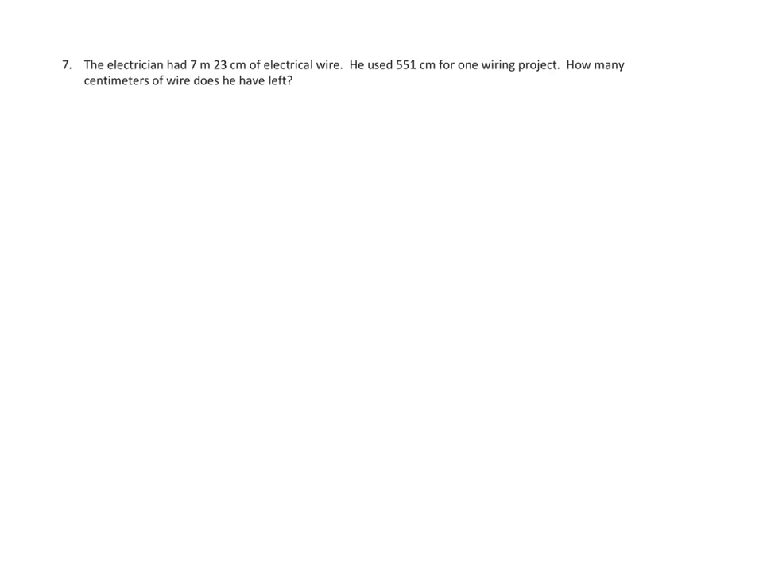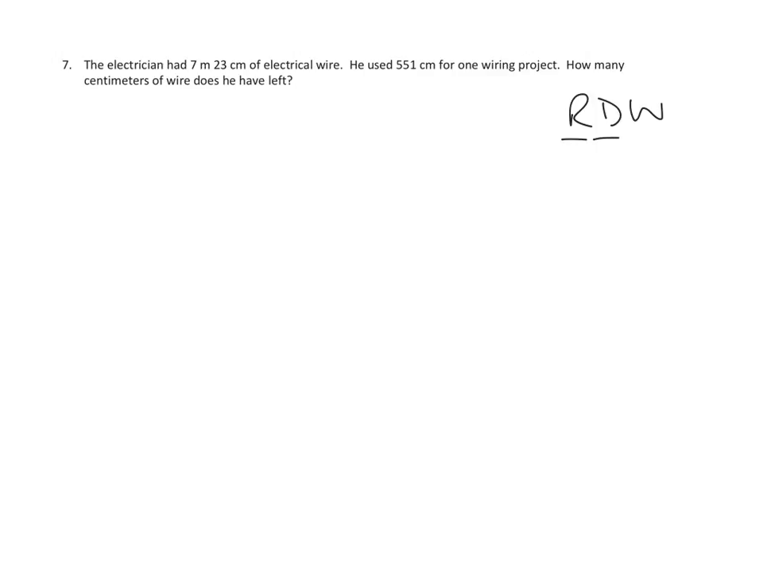So, look at one of the story problems. I'll do the last problem in the set. That's problem number 7. We use a read, draw, and write strategy, RDW, where we read the problem, then we draw the problem, and then we write our answer to the problem. So let's read first. The electrician had 7 meters, 23 centimeters of electrical wire. He used 551 centimeters for one wiring project. How many centimeters of wire does he have left?